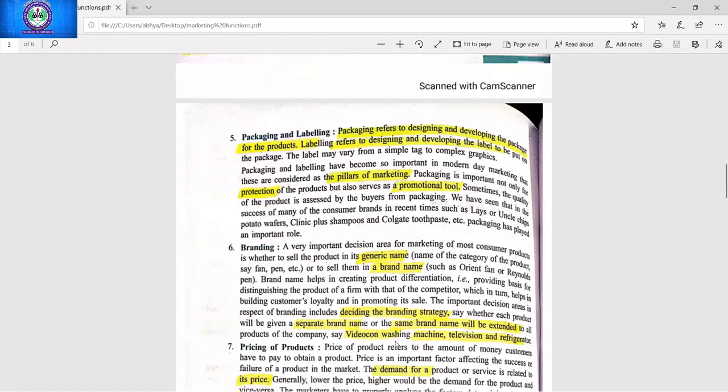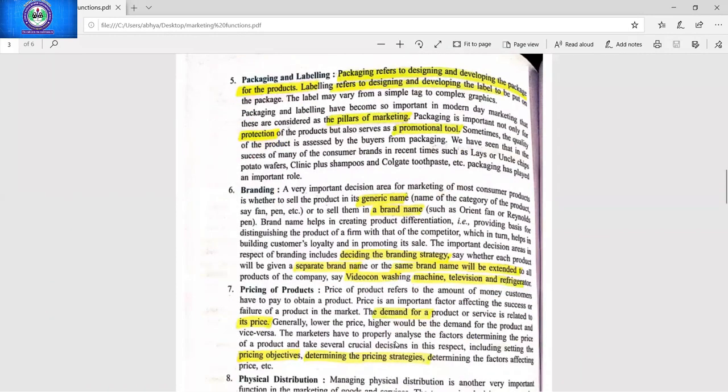Branding. Next is branding. Branding means giving a special name to your product. That name is different from its generic name. Generic name means the name of the whole class of the product. Like toothpaste. Toothpaste is a generic name because all toothpastes are known as toothpaste. Like bread, like fairness cream, TV, music system, car. All these are generic names. Generic name means the name of the product by which the product is known.